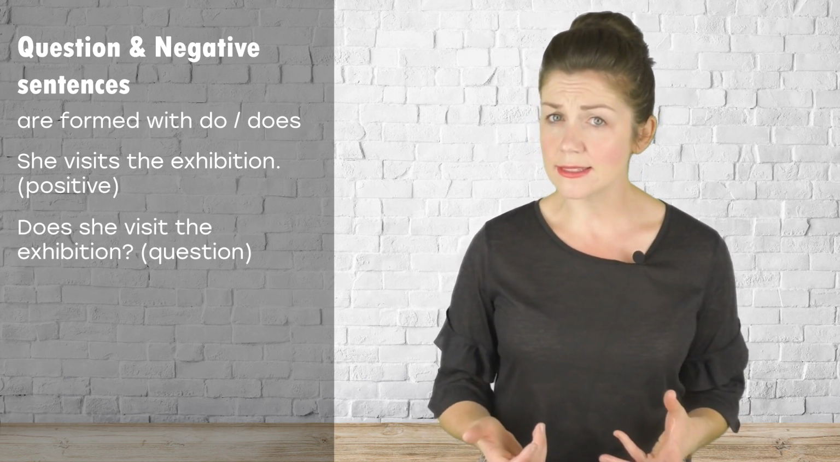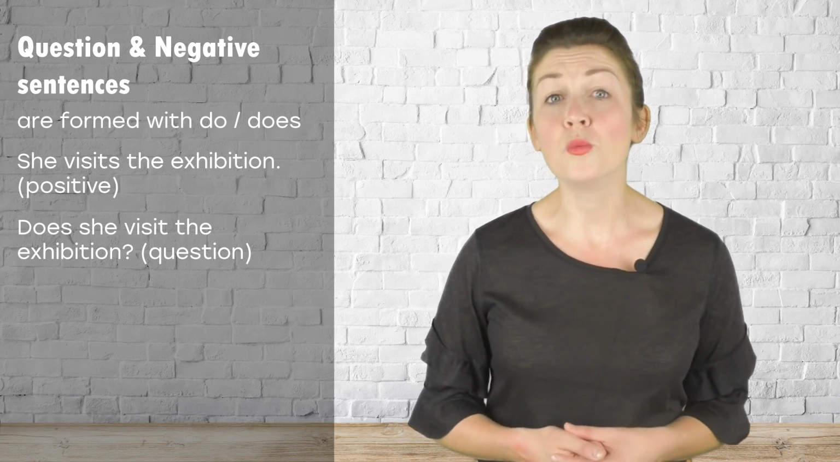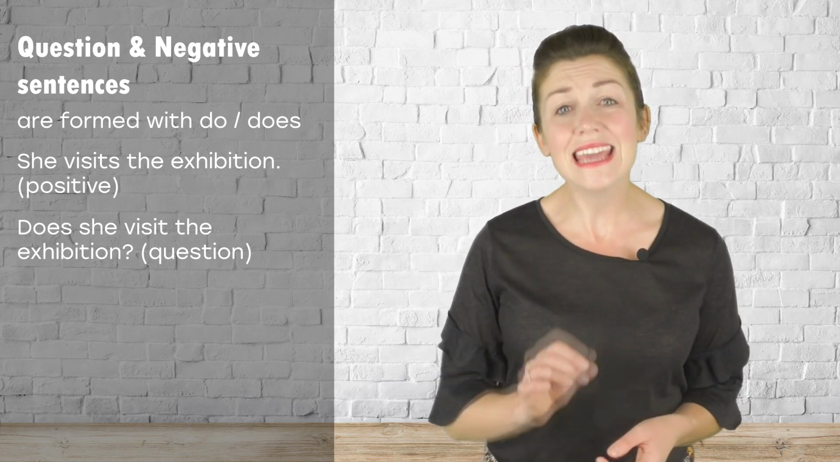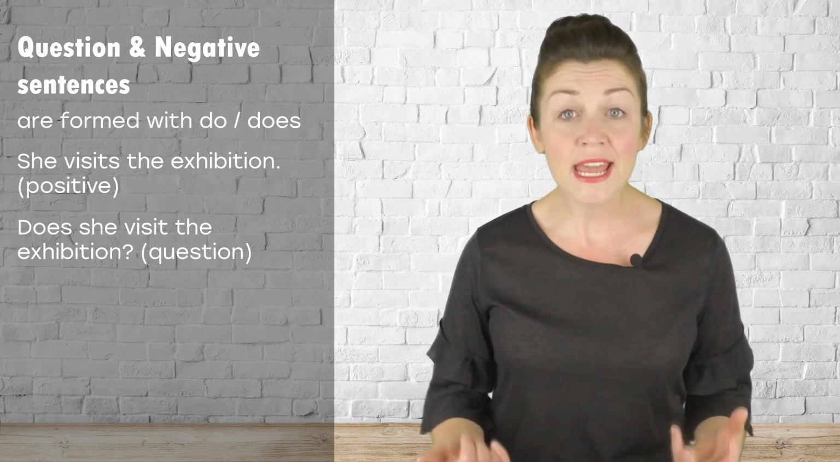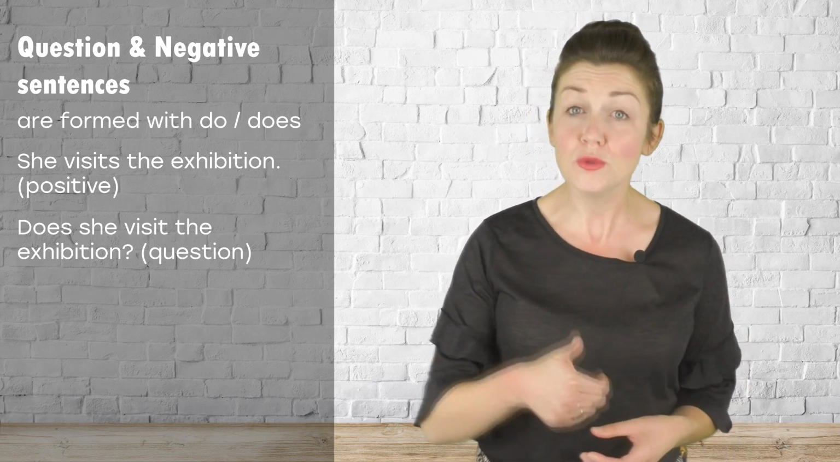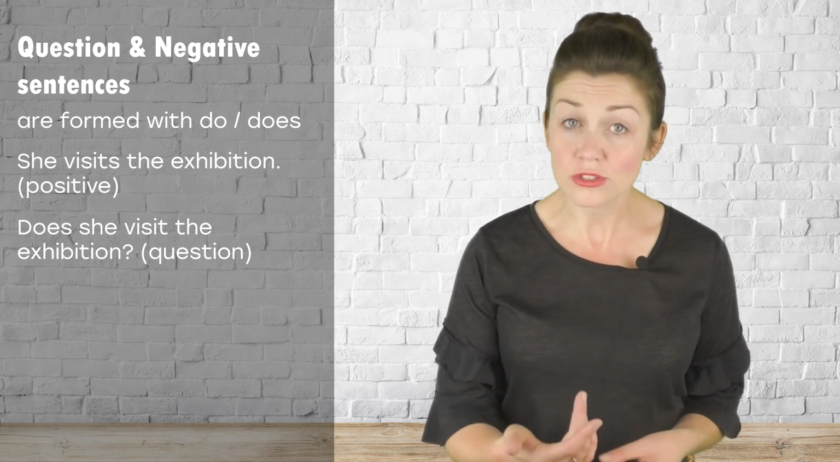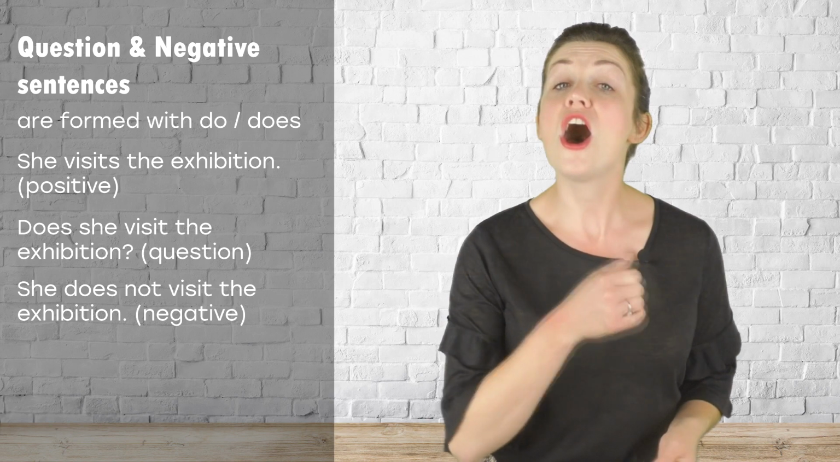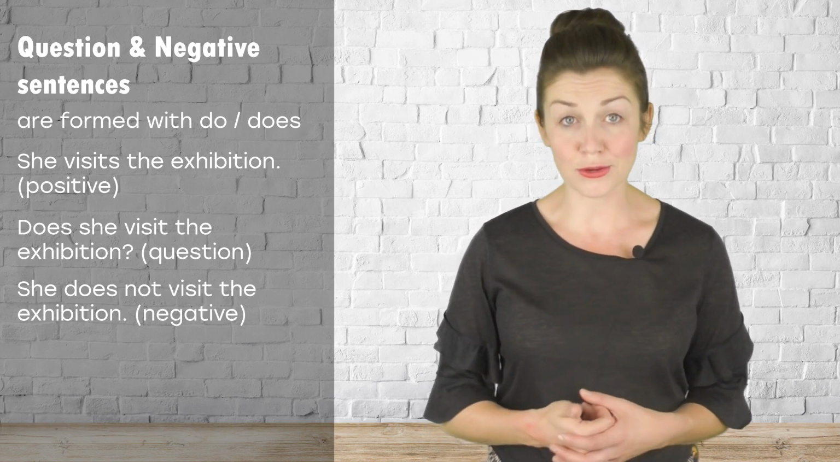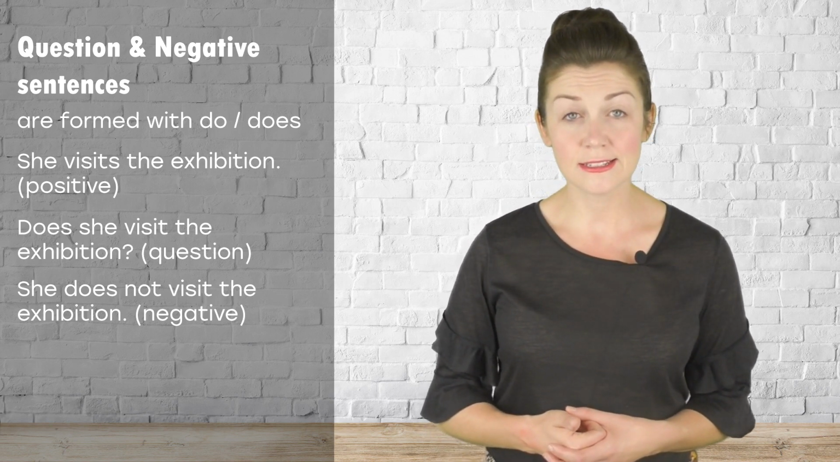Does this make sense? For question form, we put the auxiliary verb at the beginning of the sentence before the subject. As for negative form, we use do or does with the particle not. She does not visit the exhibition. I do not want to go to the restaurant. Well done, that's excellent.